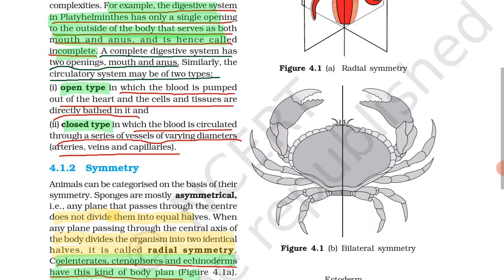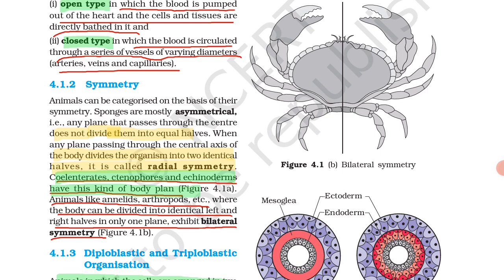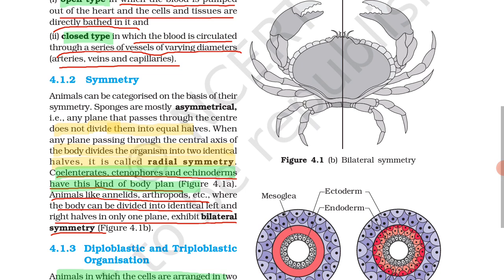But in bilateral symmetry, there is division into identical left and right halves only in one plane. Means only one plane passes through the body, and it is divided into two equal halves, right and left, only in one plane. So it exhibits bilateral symmetry. The examples of bilateral symmetry are annelids, arthropods, etc. See figure 4.1b, bilateral symmetry.